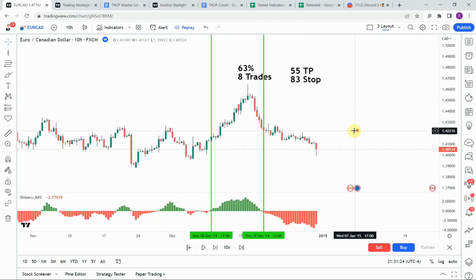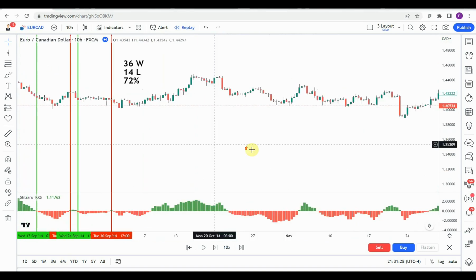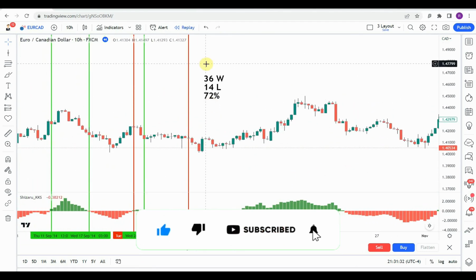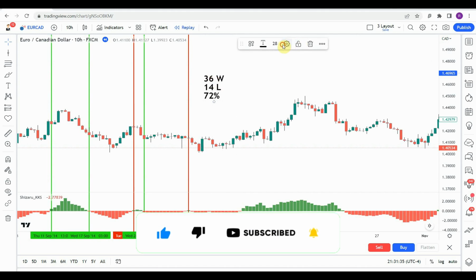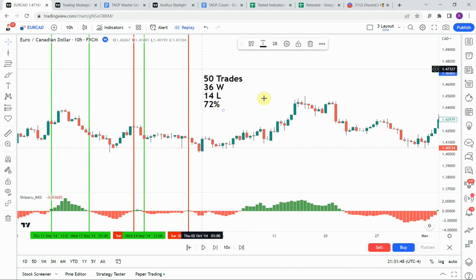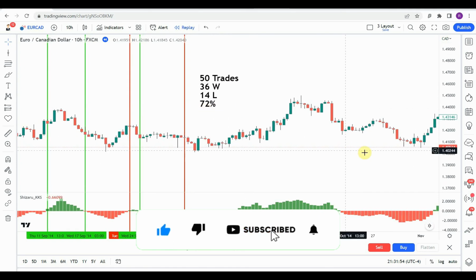All right, so let's go ahead and take a look at our indicator here. Out of the 50 trades altogether, we got 36 winning trades and 14 losing trades, which puts us at a 72% win rate.